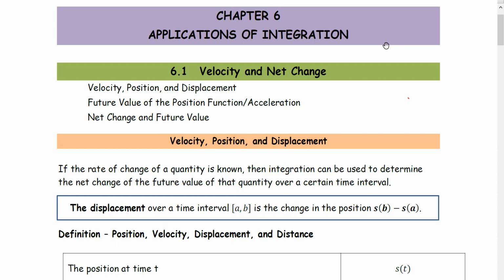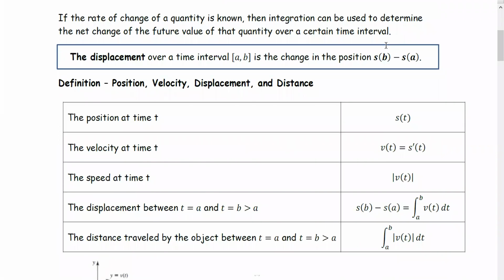Section 6.1 Velocity and Net Change. The displacement over time interval AB is the change in the position, S(B) minus S(A). S of t represents the position at time t. V of t, which is the derivative of the position function, is the velocity at time t. The absolute value of the velocity is the speed at time t.